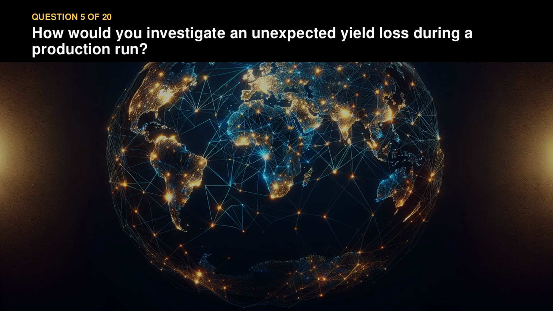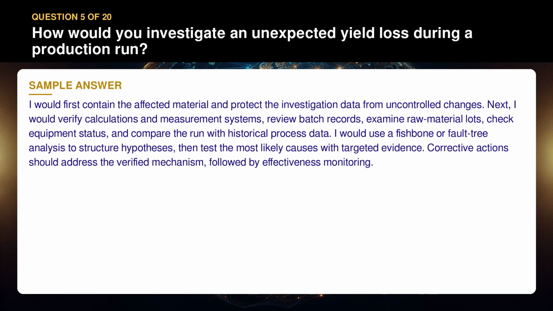Question 5. How would you investigate an unexpected yield loss during a production run? I would first contain the affected material and protect the investigation data from uncontrolled changes. Next, I would verify calculations and measurement systems, review batch records, examine raw material lots, check equipment status, and compare the run with historical process data. I would use a fishbone or fault tree analysis to structure hypotheses, then test the most likely causes with targeted evidence. Corrective actions should address the verified mechanism, followed by effectiveness monitoring.